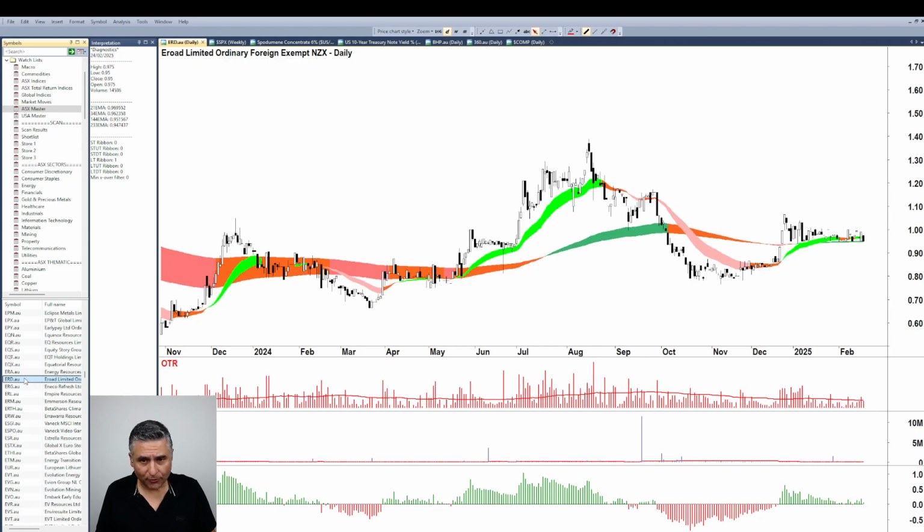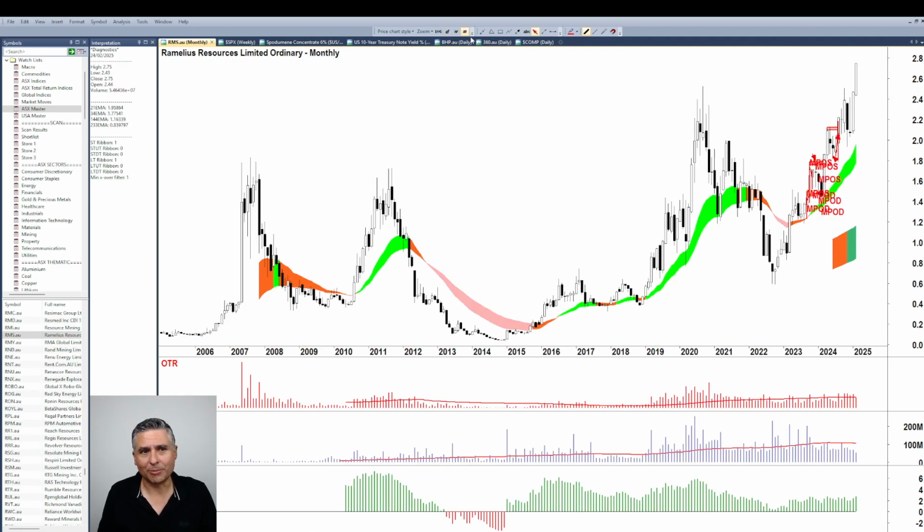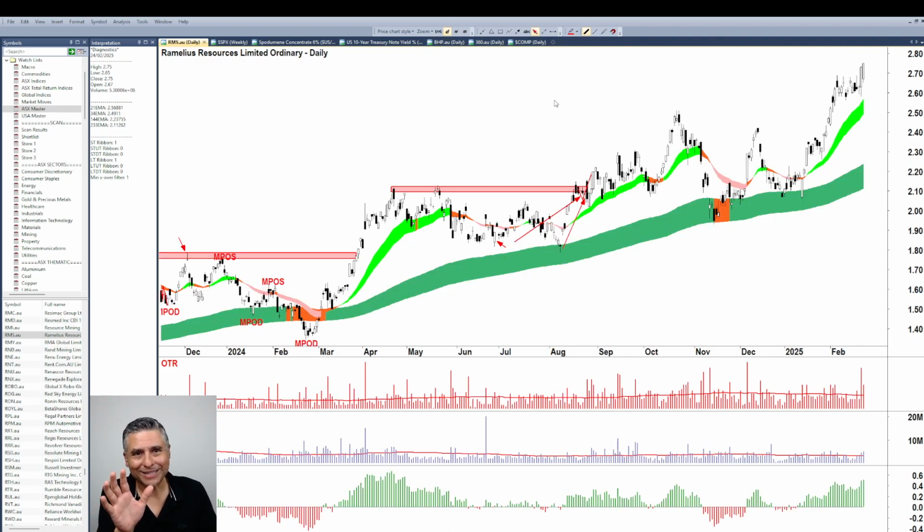The second one you've got for me, which is RMS, is far easier to discuss because when I zoom out on this one, I can go to a monthly chart, I can go to any chart I like, I'm not going to find anything because I'm blue sky, so I've got nothing at all to worry about here.